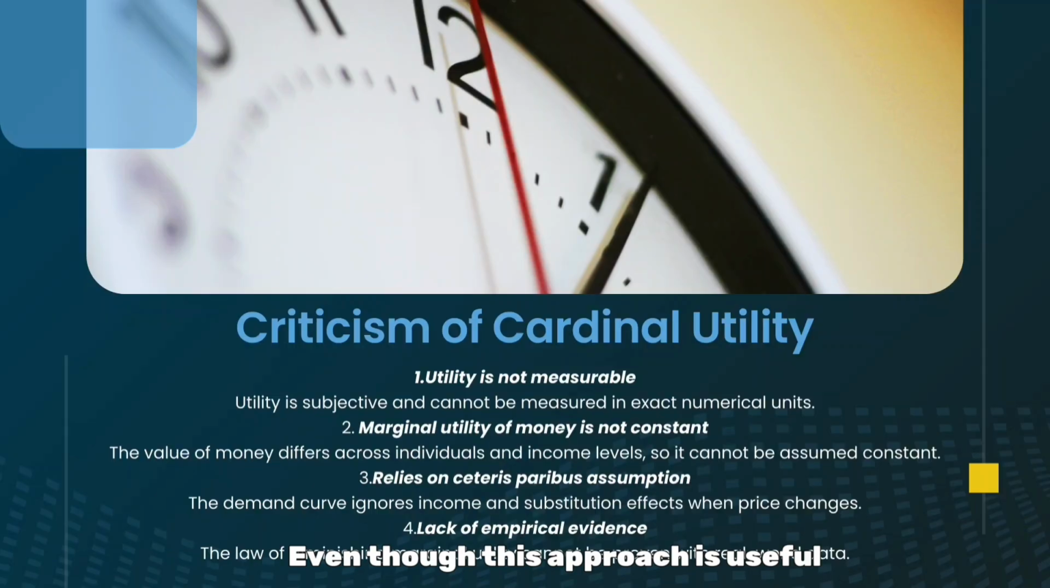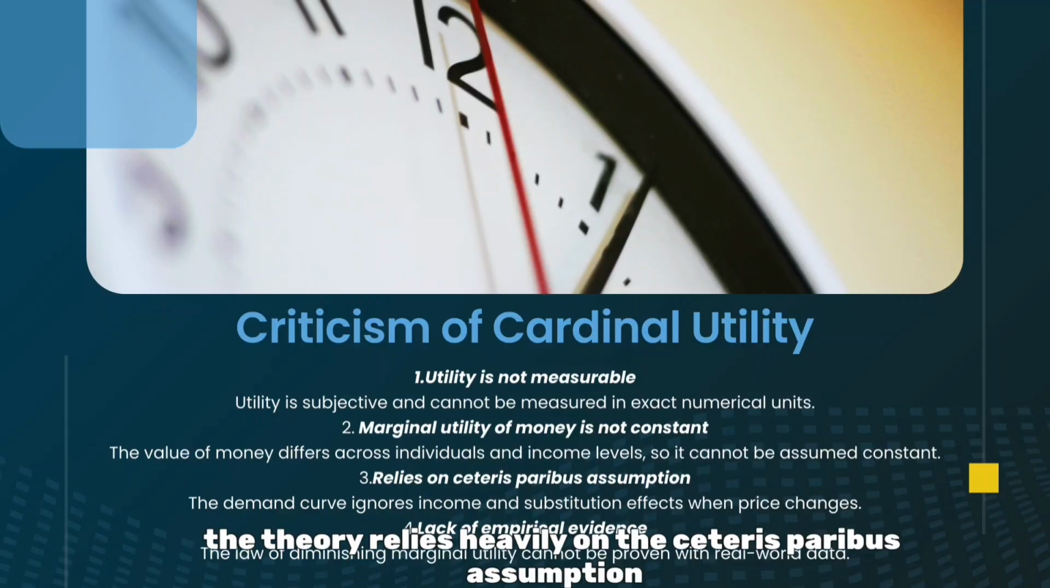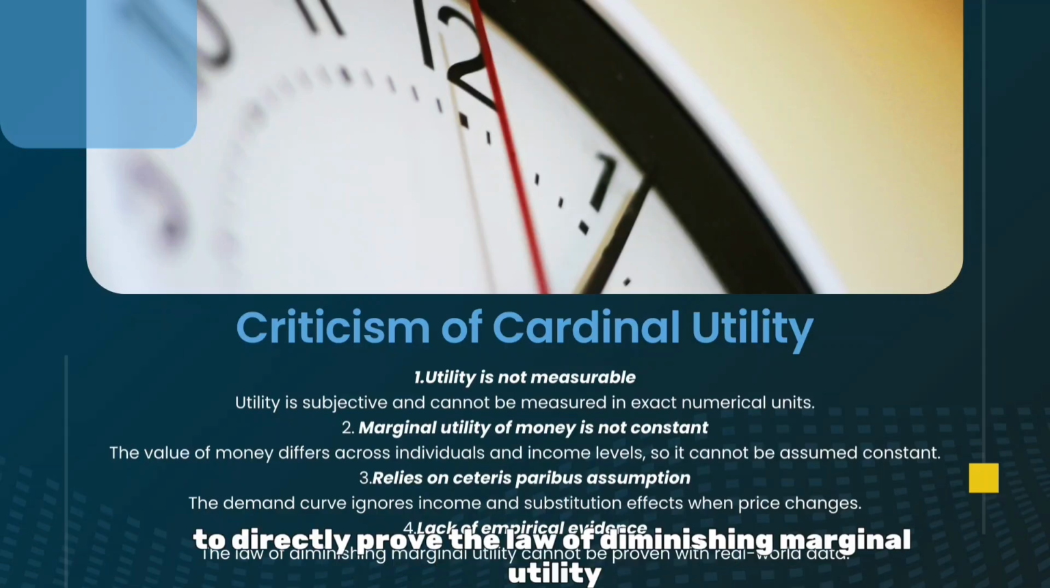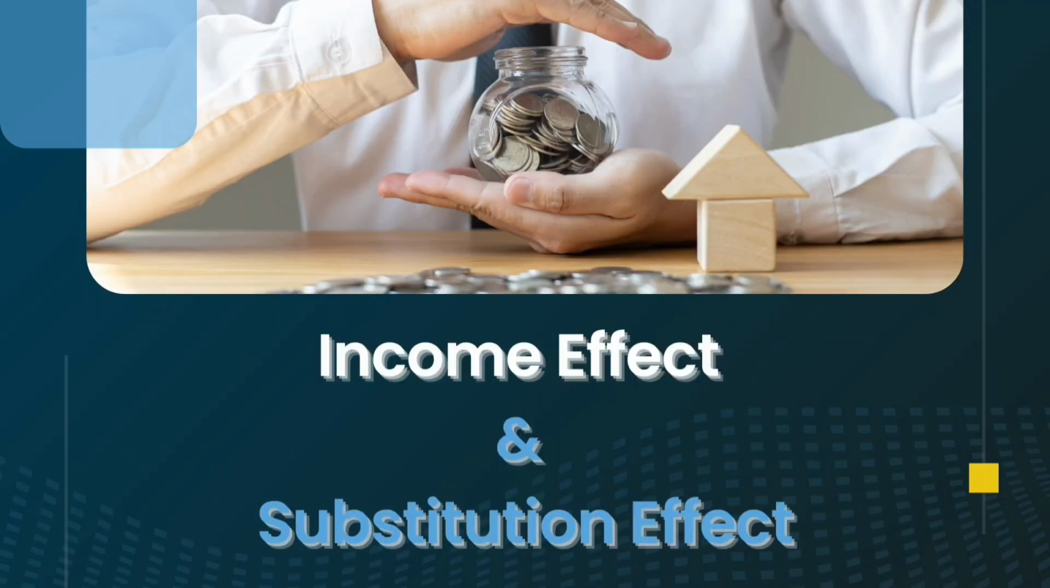Even though this approach is useful, it has several limitations. First, utility is subjective, so it cannot be measured precisely in numerical units. Second, the marginal utility of money is not constant because the value of money differs across individuals and income levels. Third, the theory relies heavily on the ceteris paribus assumption, ignoring changes in income and substitution effects when price changes. Finally, there is little empirical evidence to directly prove the law of diminishing marginal utility.